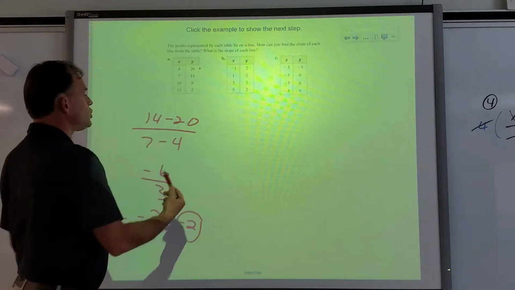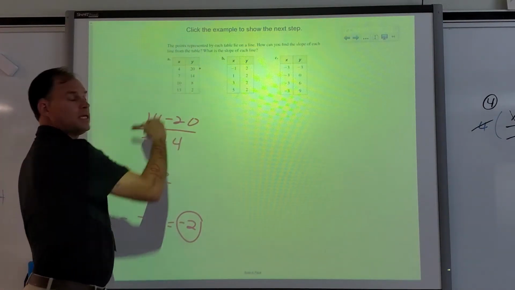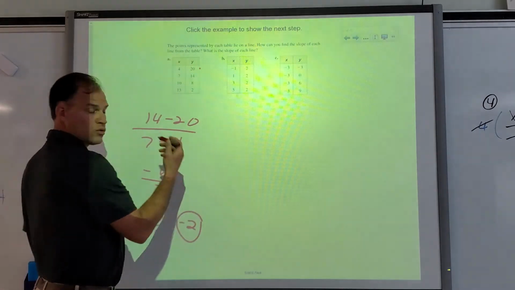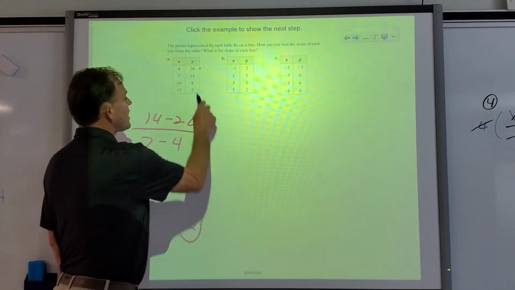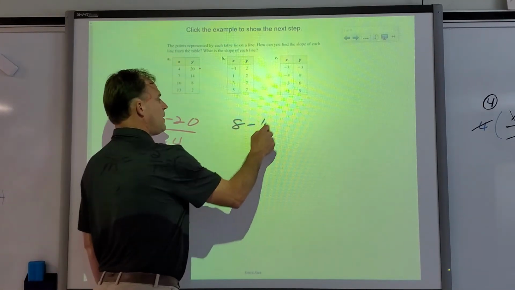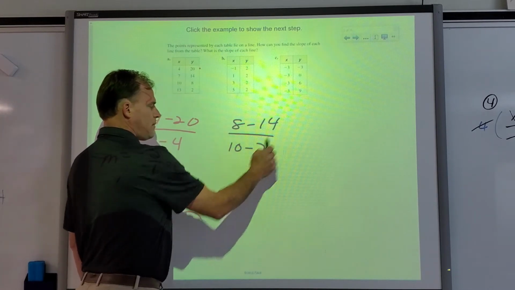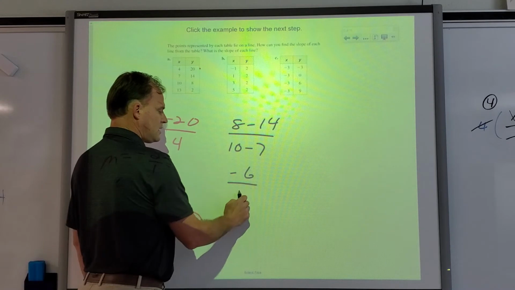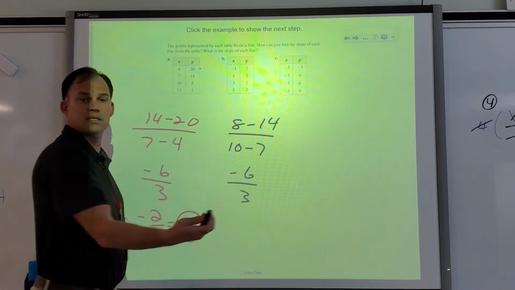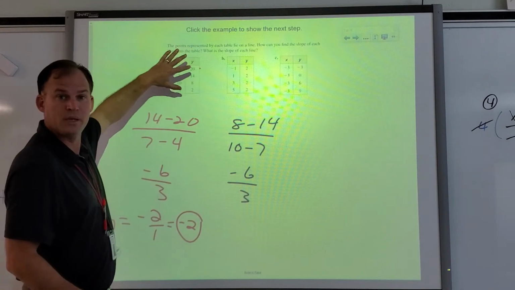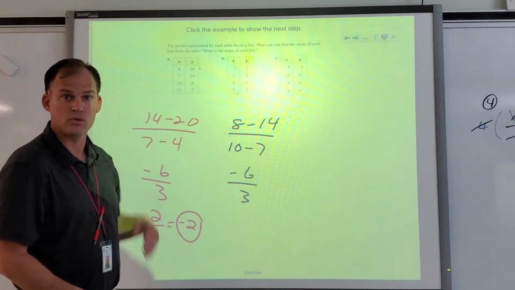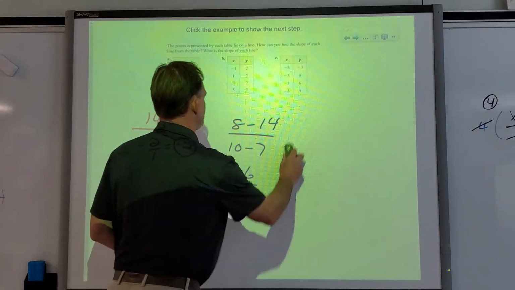Now, I should be able to grab any point here and get that same answer. So just to show you, I'll do the second one. 8 minus 14 over 10 minus 7. 8 minus 14 is -6. 10 minus 7 is 3. Same answer. So it doesn't matter which two you pick, subtract, you'll get the answer. All right?